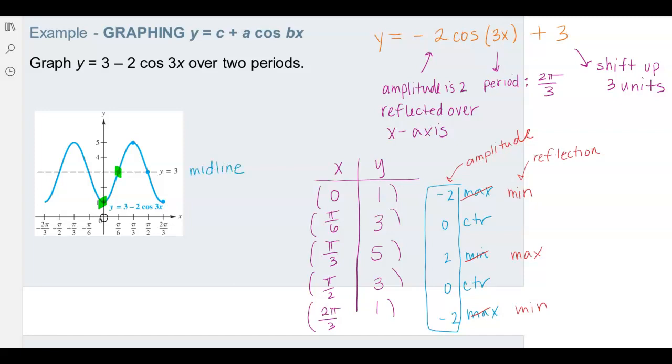In all the graphs we've done before, the midline was at the x-axis, which was at y equals 0. But because the whole thing is shifted up because of that +3, the midline gets shifted up as well. So the amplitude, the max and the min values are going to be up from the midline and down from the midline. Our next point was pi over 3, 5, pi over 2, 3, and then 2 pi over 3, 1. So we can see that there's one period of the graph, and then we just made a carbon copy on the other side there.